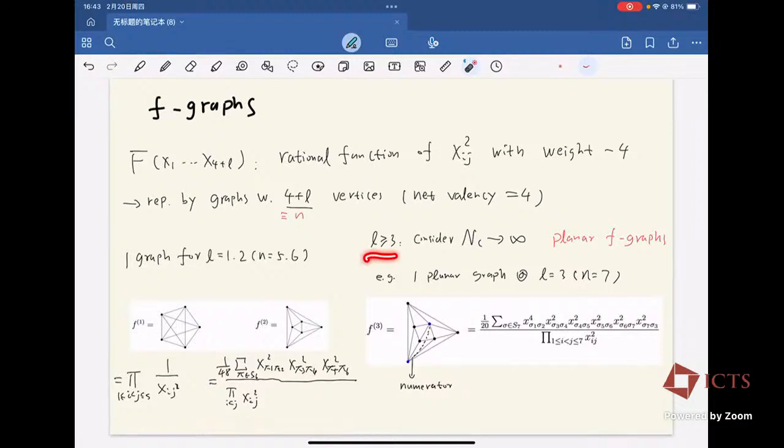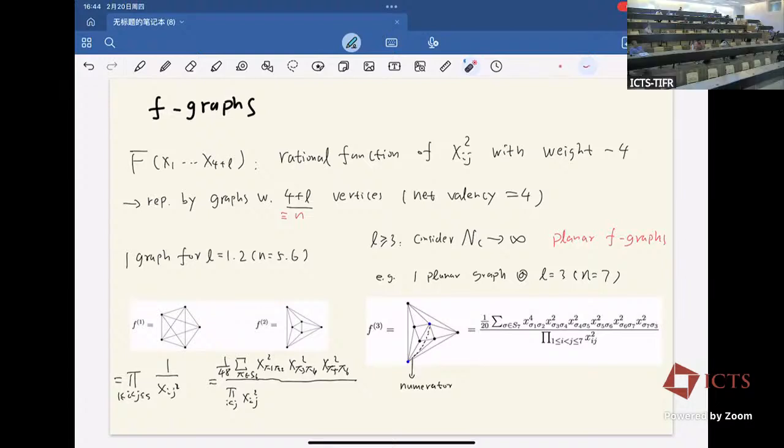So starting at 3 loops, starting at 7 points, this is no longer true. You can have many graphs, but when we consider the planar limit, where the number of colors goes to infinity, again at 3 loops there's actually a unique graph. This graph now starts to have a numerator. At 1 and 2 loops, you just draw these weight 4 graphs. Every point has valency 4, right? That gives you the correct weight. So at 7 points, you start to have 2 vertices that have valency 5. So you need a numerator to cancel it to give you the correct weight. Okay.